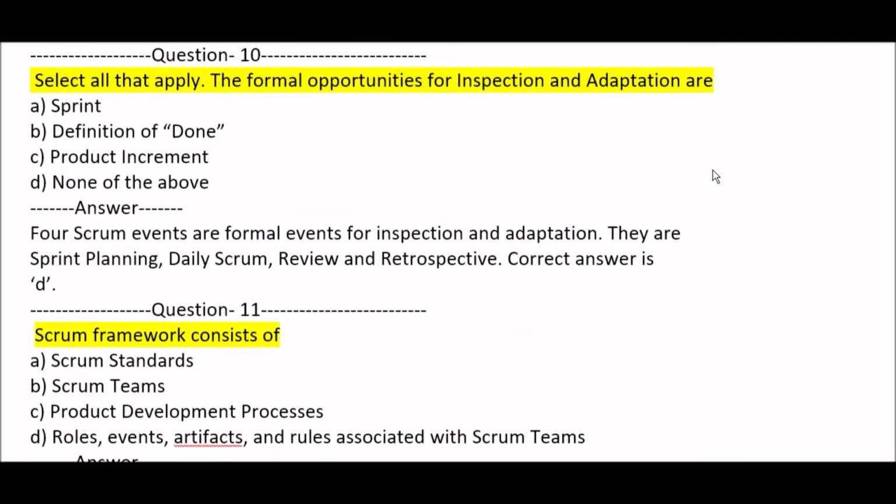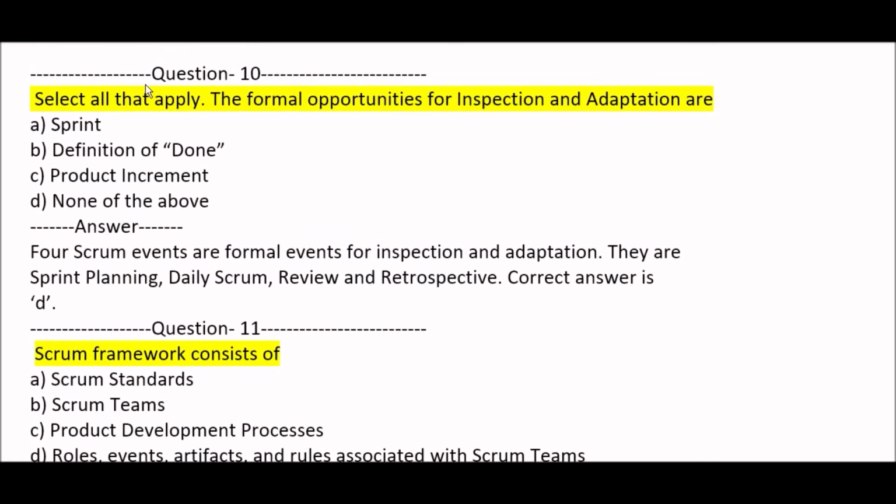Next question. Select all that apply. The formal opportunities for inspection and adaptation are: option A, sprint. Option B, definition of done. Option C, product increment. Option D, none of the above. Right answer here is option D, none of the above, because the four Scrum events are the formal events for inspection and adaptation. They are sprint planning, daily Scrum, review and retrospective. So here right answer is option D, none of the above.